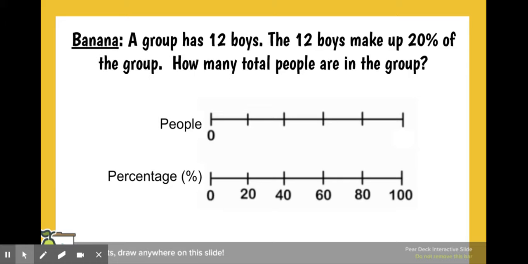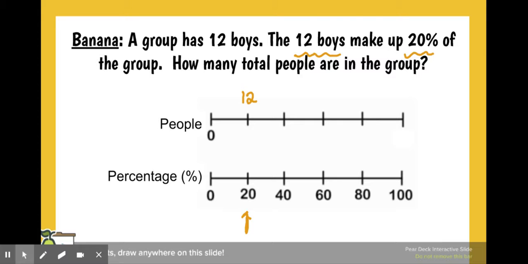So the first thing I'm going to ask myself as I'm working through this problem is, what do they give me? What do they tell me? Well, they tell me that 12 boys make up 20%. So I want to make sure that that information is on my double number line. So at 20%, I want to make sure that it has 12 people right above it, right? Because that's what the problem gives me.